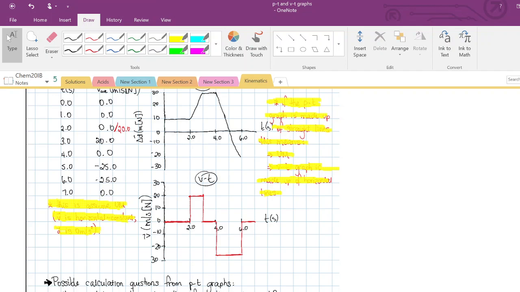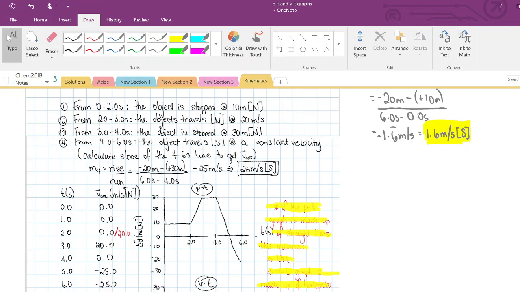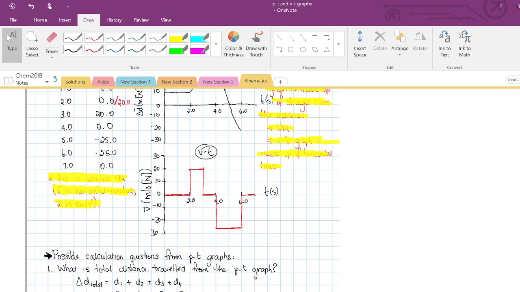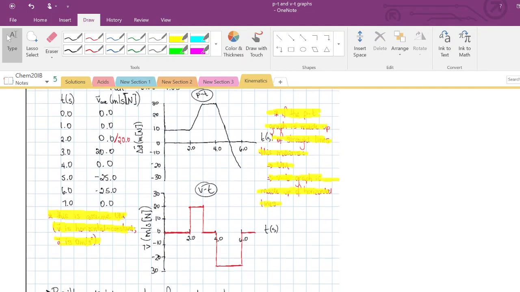So I know from 0 to 2 seconds the object's not moving, which means that this dark red horizontal line is the velocity of my object at that time. From 2 to 3 seconds, we calculated on our position-time graph that the object was moving at a constant velocity of 20 meters per second north. So from 2 to 3 seconds, that horizontal line at 20 there is the velocity of the object at that time. And then from 3 to 4 seconds, it's moving at 0 again. And from 4 to 6 seconds, we determined that the object was moving at negative 25 meters per second, or 25 meters per second south. So this here is the velocity-time graph that corresponds to this particular position-time graph.